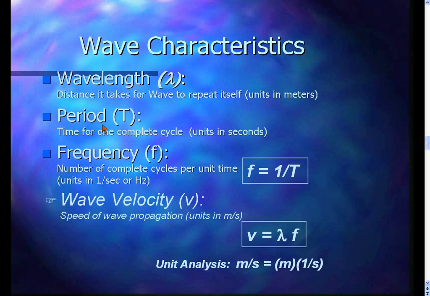Next, we define period. The symbol we use for period is a capital letter T because a period is a time for one complete cycle. Units is in seconds.